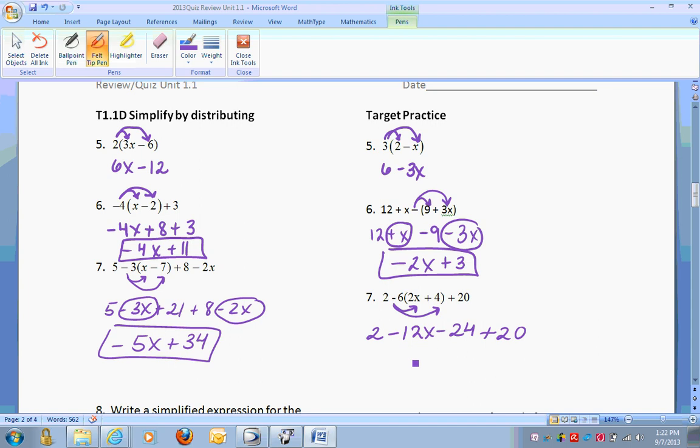Now I combine my like terms. Well, there's only one x term, so bring down the negative 12x. And then my constants, 2 minus 24 plus 20 brings you back to negative 2. So now I'm going to move on to the word problems for distribution.